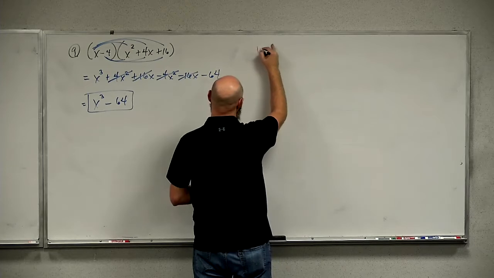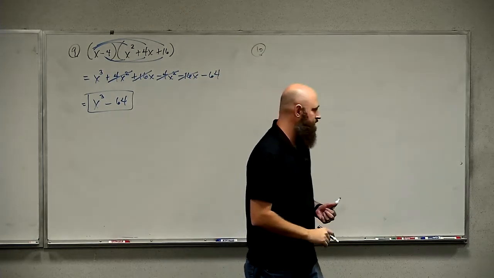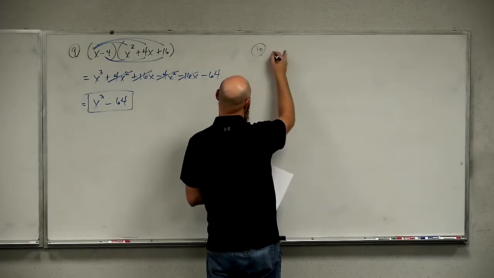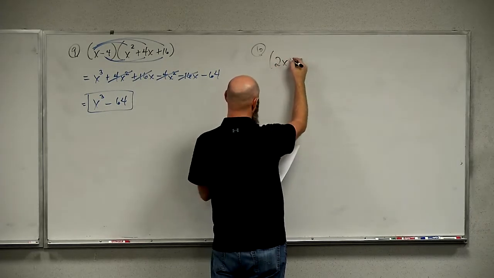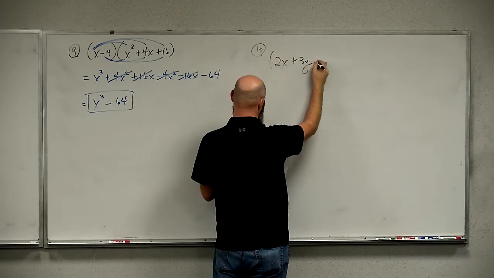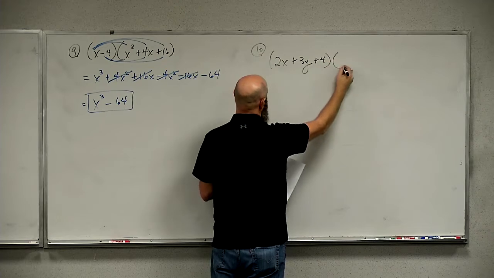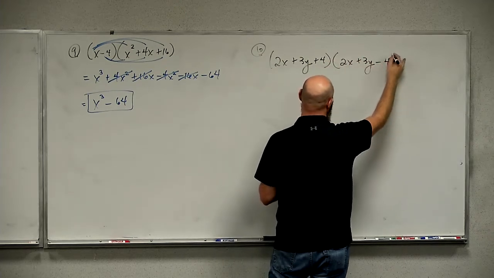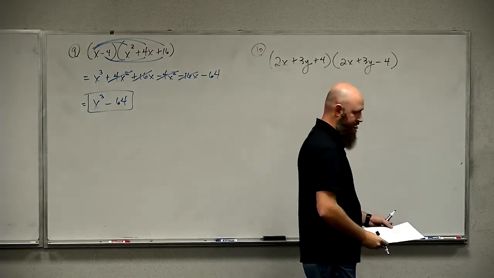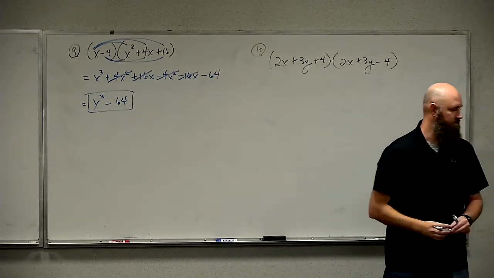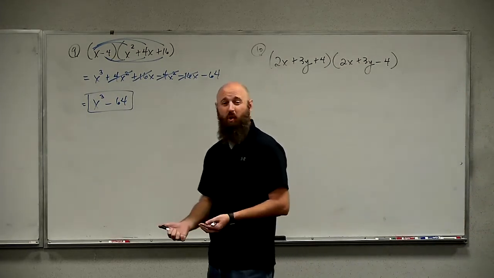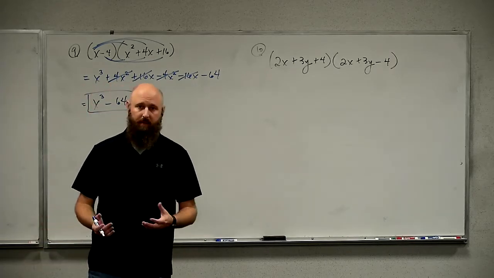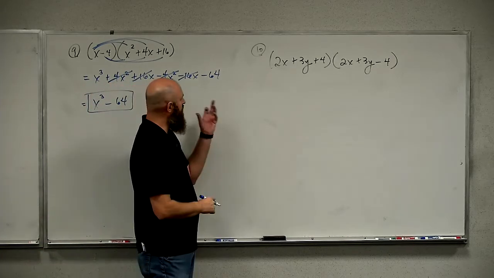My last one, pretend here: 2x plus 3y plus 4 times 2x plus 3y minus 4. So this is a trinomial times a trinomial. Tri means 3 terms with them. Now, if you would like, you can do the FOIL method.